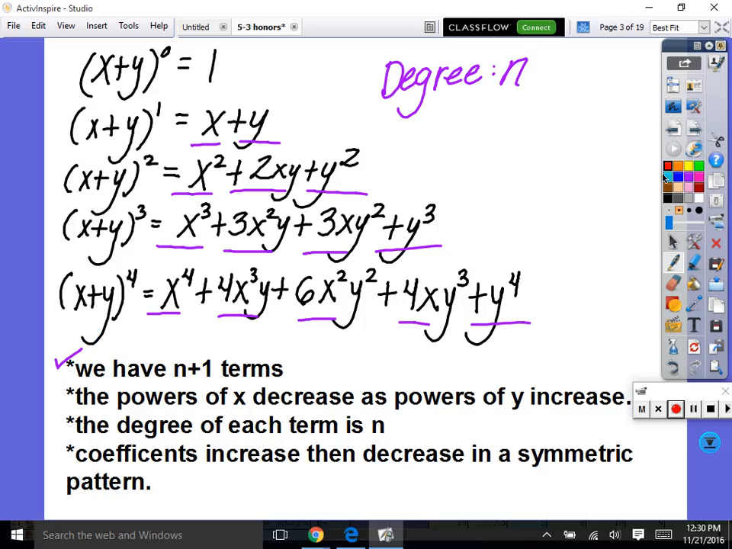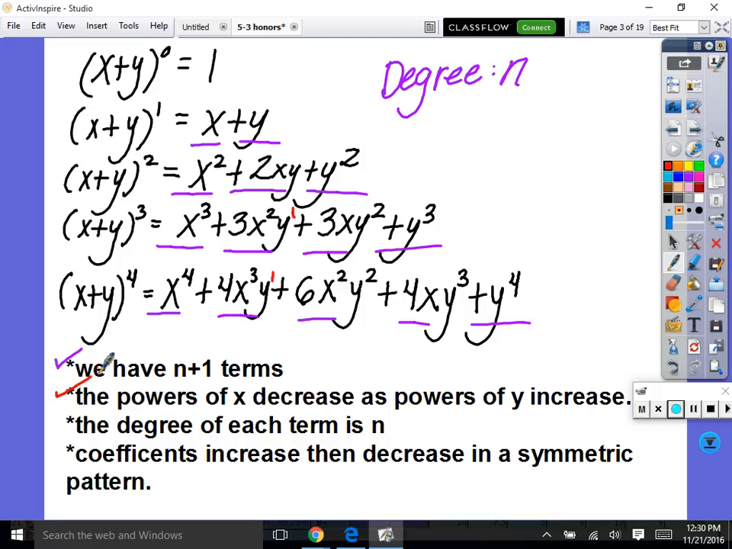Look right back up here. Y to the 0, y to the first, y to the second. Y to the 0, y to the first, y to the second, y to the third. Y to the 0, y to the first, second, third, fourth. Does everybody see? So powers of x are decreasing, powers of y are increasing. That's a pattern we're going to notice and use.